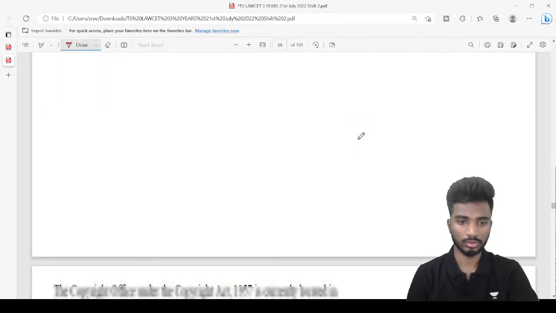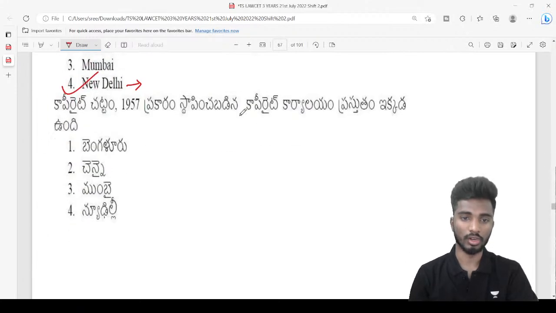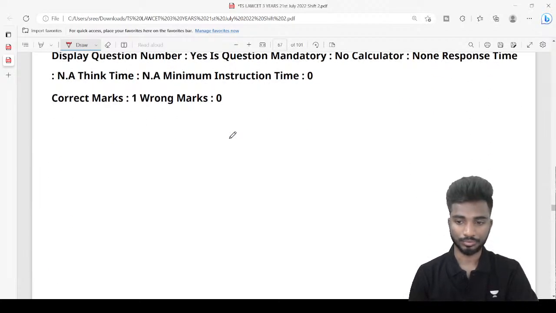Next. Copyright Office under the Copyright Act 1957 is currently located in. So I think in session 1 or session 2, we discussed what is copyright, what is patent, what is geographical indication, and so on. Right? Where is the Copyright Head Office? Very good, Nidhi. So New Delhi is the right answer. Copyright Office is there in New Delhi.